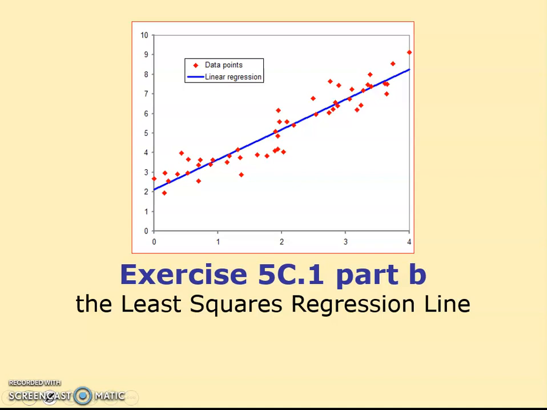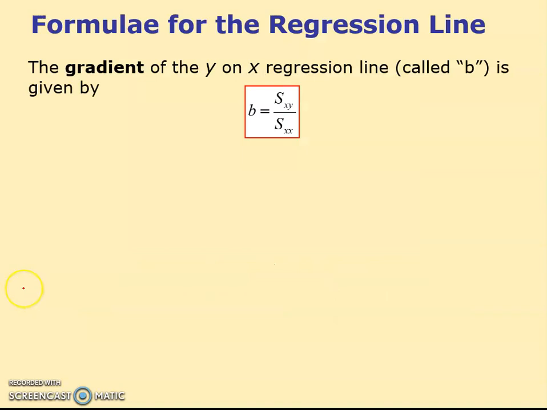Hi there, this is our second chance at looking at exercise 5C.1. I've got a second chance because we got halfway through it, and by the end of it we were able to use the calculator to find our line of best fit, our least squares regression line as it's called. But we never got a chance to look at the formulae. So I'm going to go back to it again and do that part of the PowerPoint now.